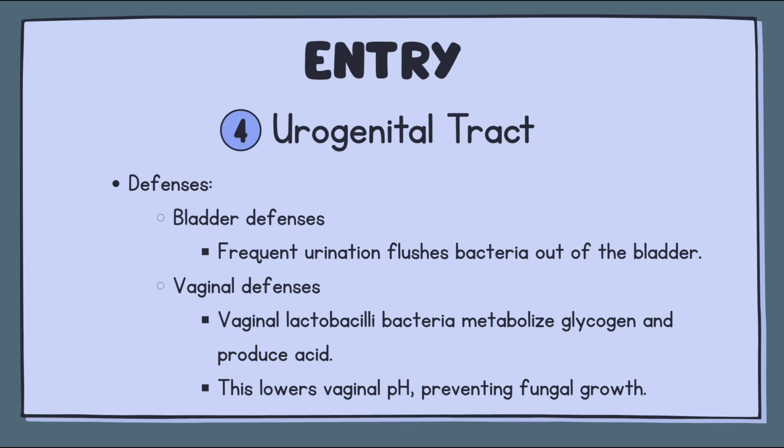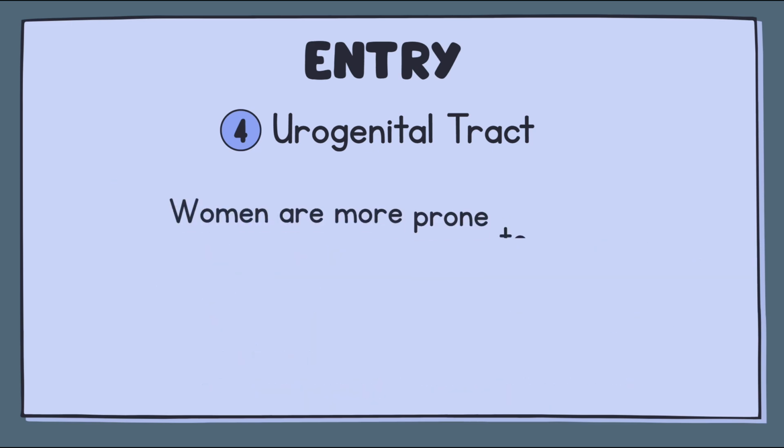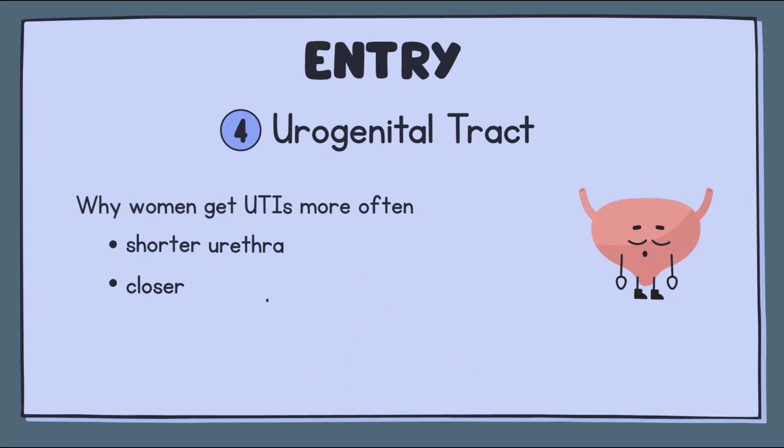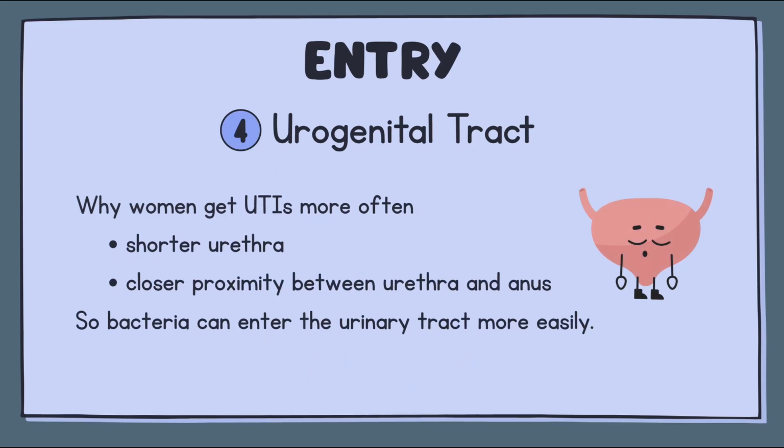One idea that we should discuss is that women are more prone to UTIs. Why is that? Why are women more likely to have a UTI? This is for two main reasons. Women have a shorter urethra, and there is a closer proximity between the urethra and the anus, and this leads to obviously easier infection through the urinary tract because entry is a lot easier.